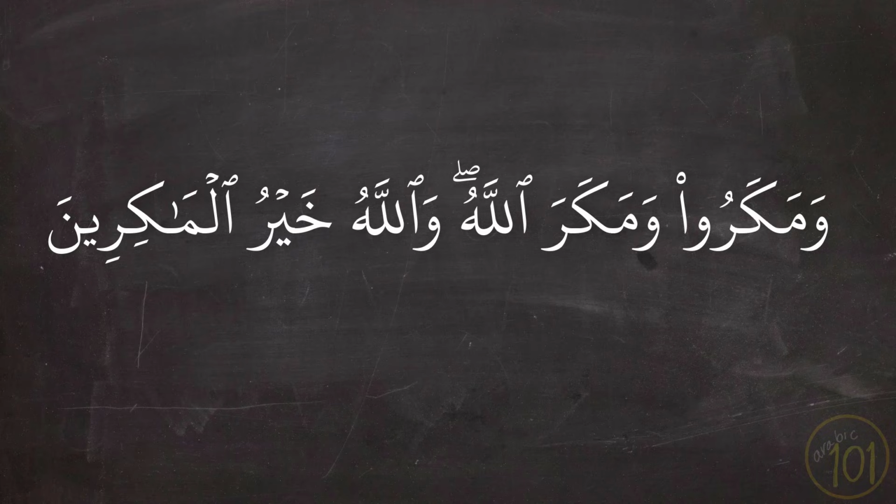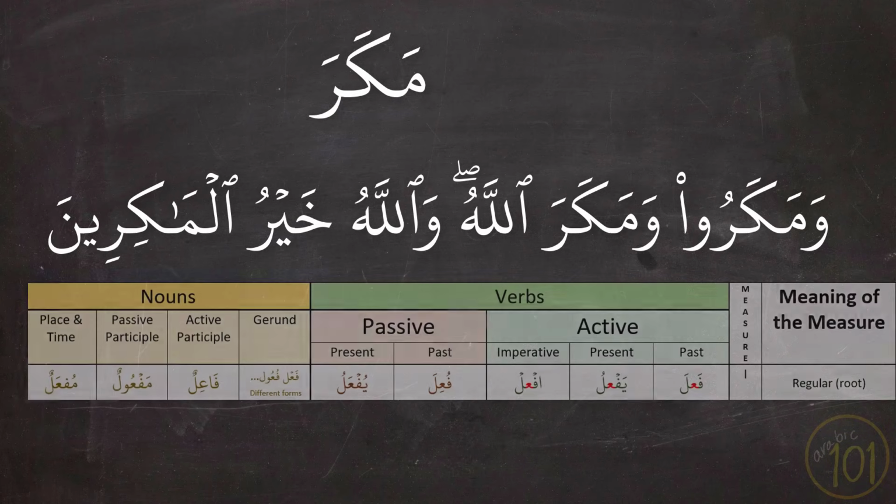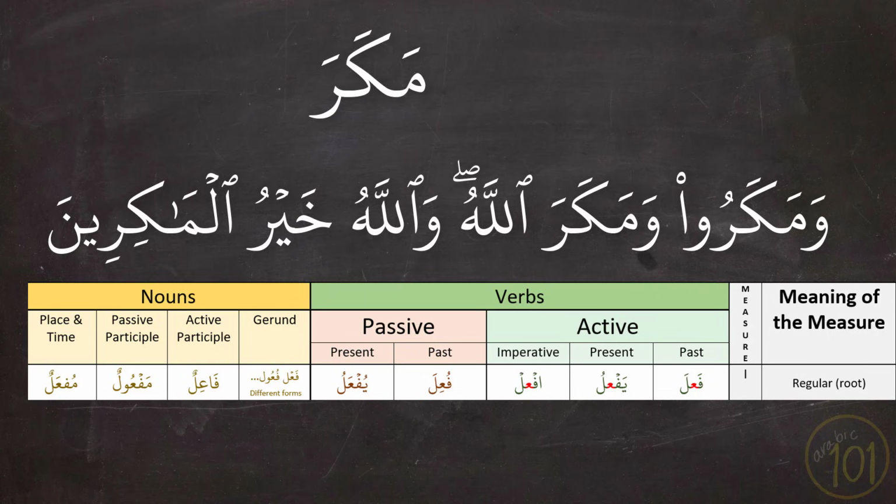الْمَاكِرِينَ. We see many different variations of the same root. Now, if you know the meaning of this root, it will solve so many problems for you. The root which I'm talking about here is makara, which is a Form 1 verb. Why? Because it follows the same pattern as fa'ala, makara, fa'ala, and it means to plan or to scheme.